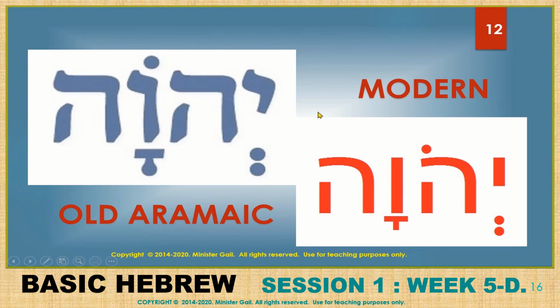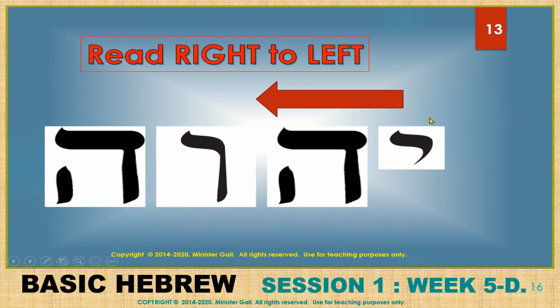On a Hebrew typewriter, they will have a modern script here. So this is Yehovah as we read it from the scriptures. And this is on the typewriter, Y-E-H-O-V-A-H. And that's what it will look like on your typewriter. They read right to left. Y-H-V-H.